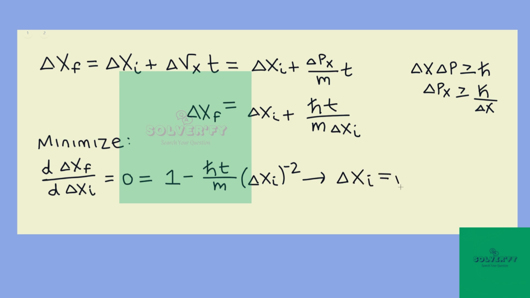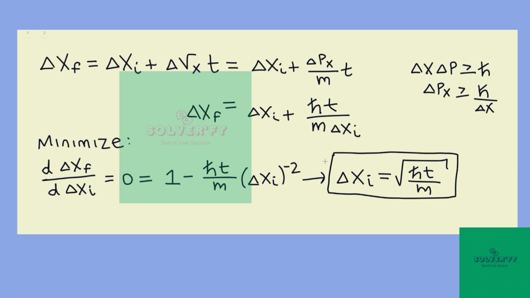We find that delta xi is equal to the square root of h bar t over m. So this is apparently the location for our minimization. This is the amount of uncertainty in initial position that you would actually want to produce a corresponding minimum value in the uncertainty in the final position. So what is that value?